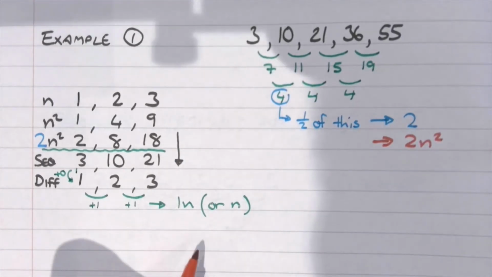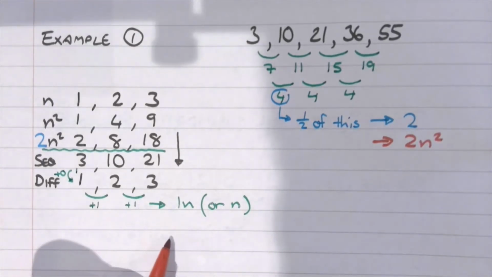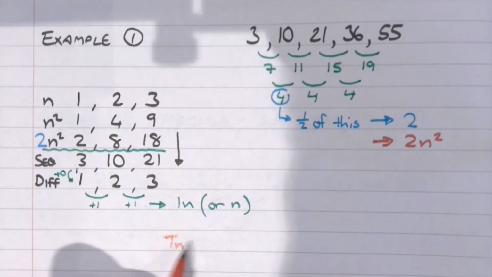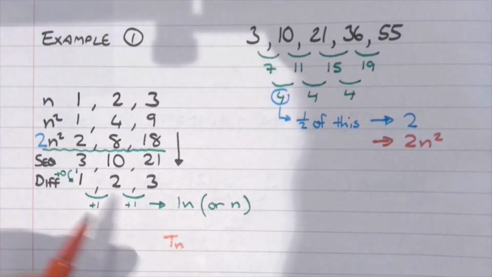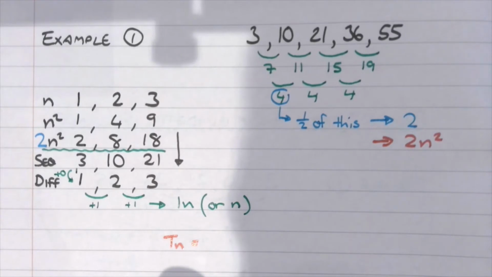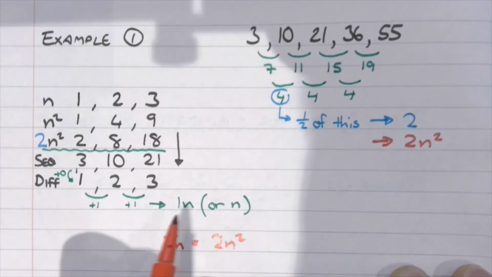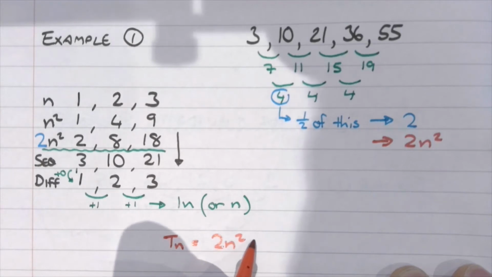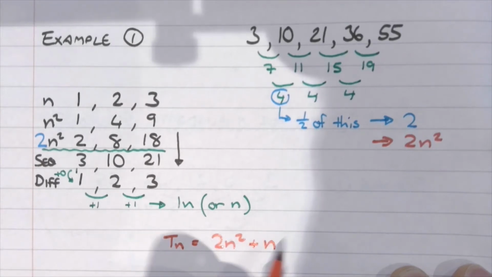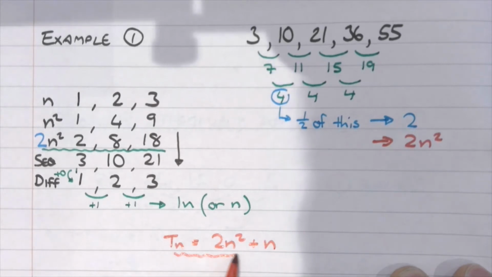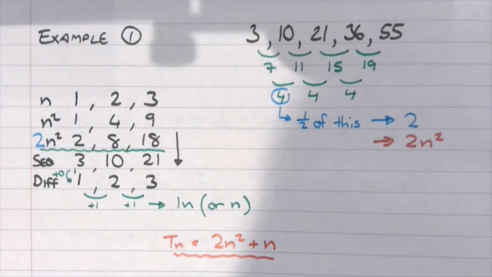So what we've got going on here is Tn, so the term n, so any old term, is equal to 2n squared and an n and a 0, but we don't write that down. Okay, so that's us done.